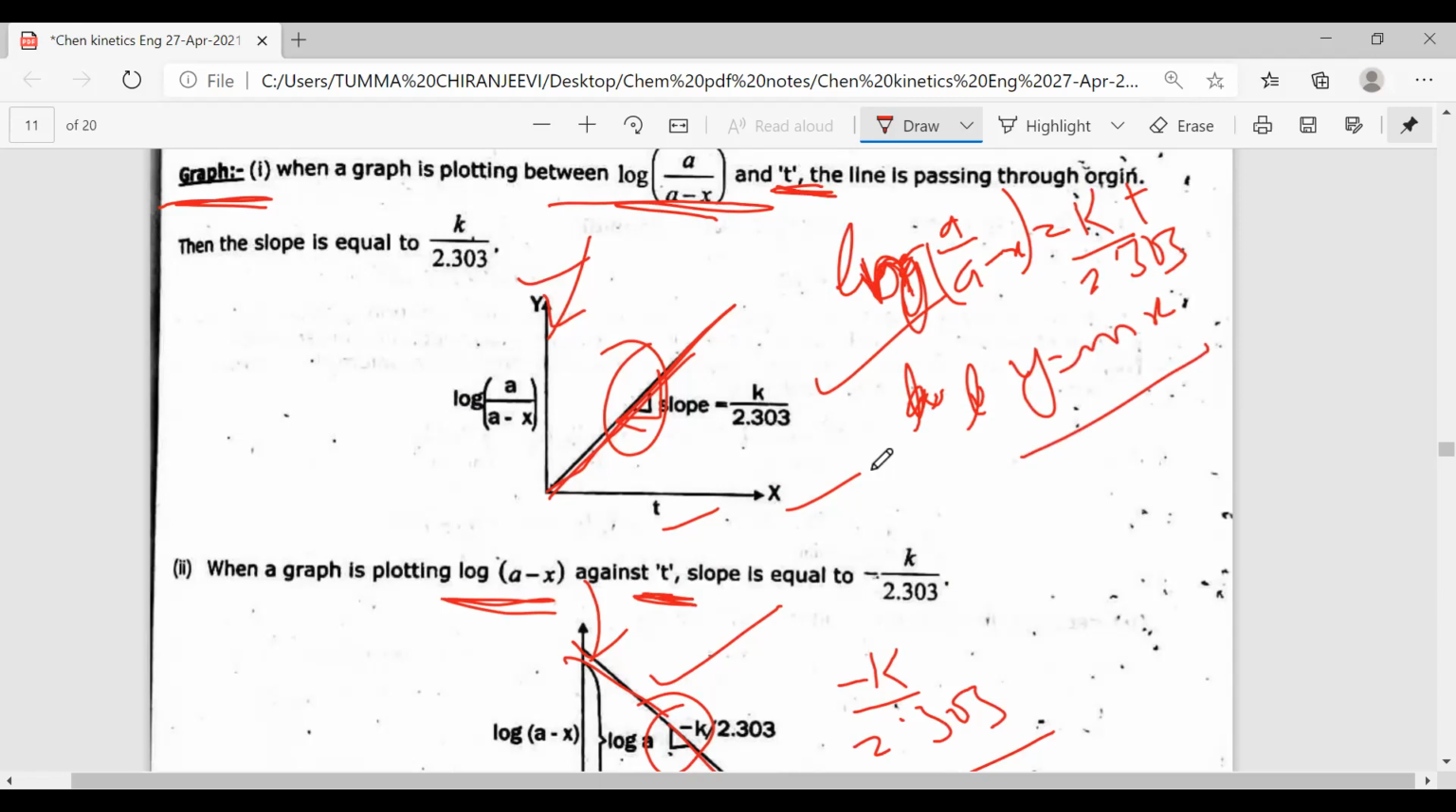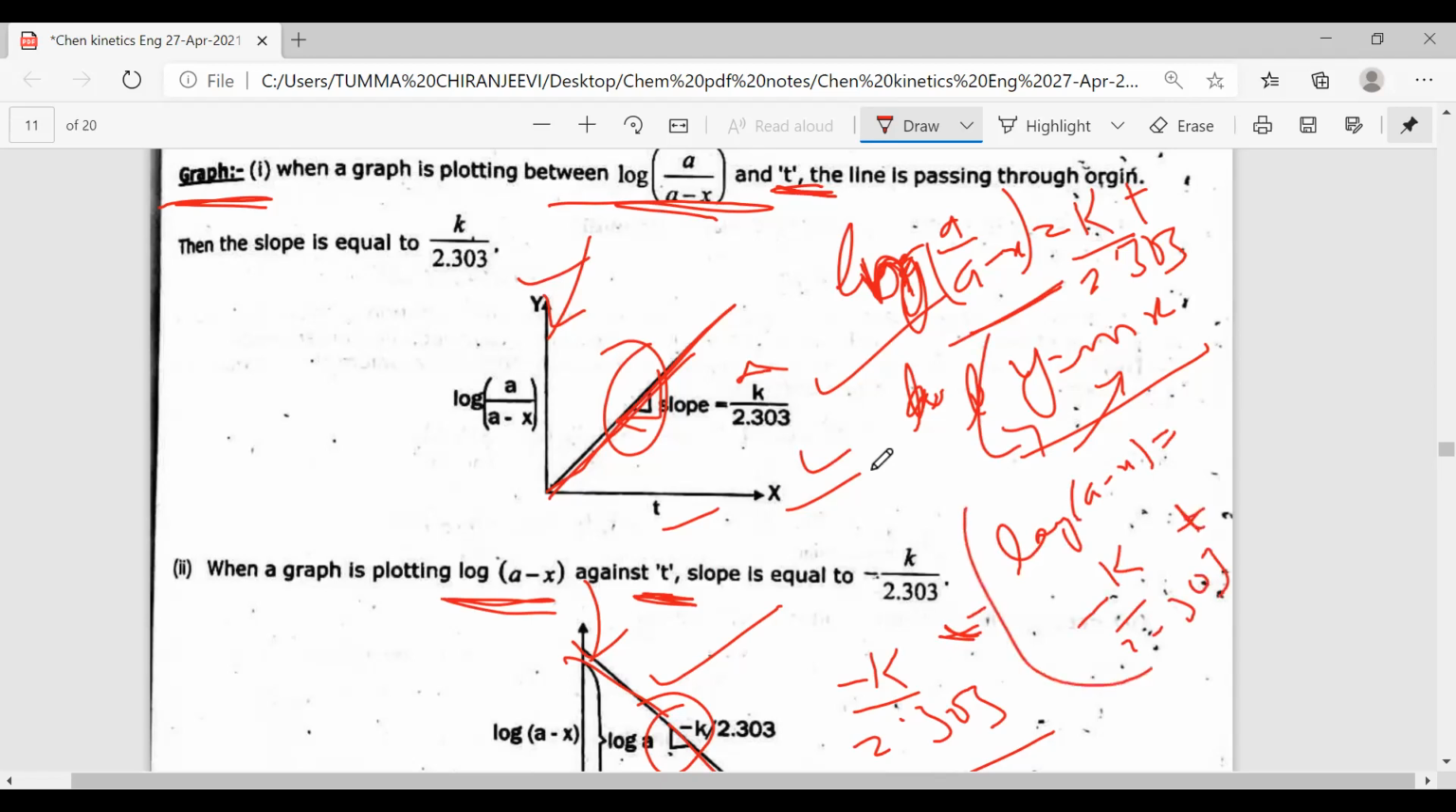So what does the graph look like? This equation is mathematically y is equal to mx, so it looks just like this. This is also very similar to y is equal to mx. That is why you can get this type of graph.